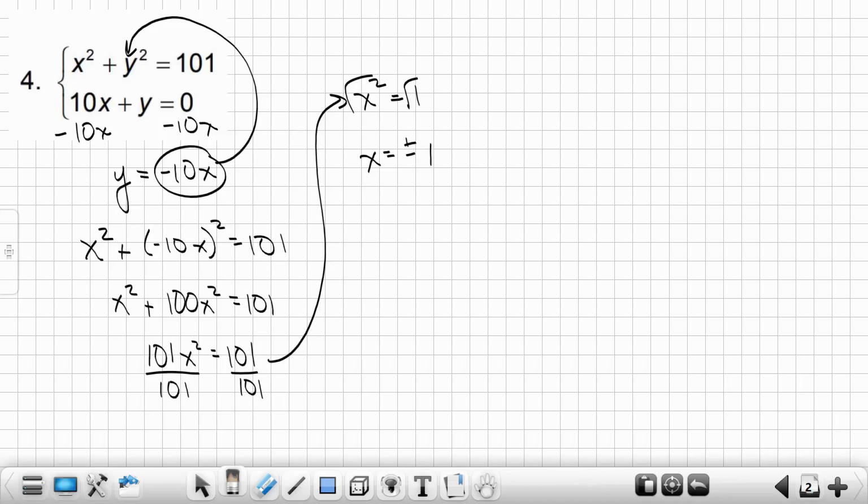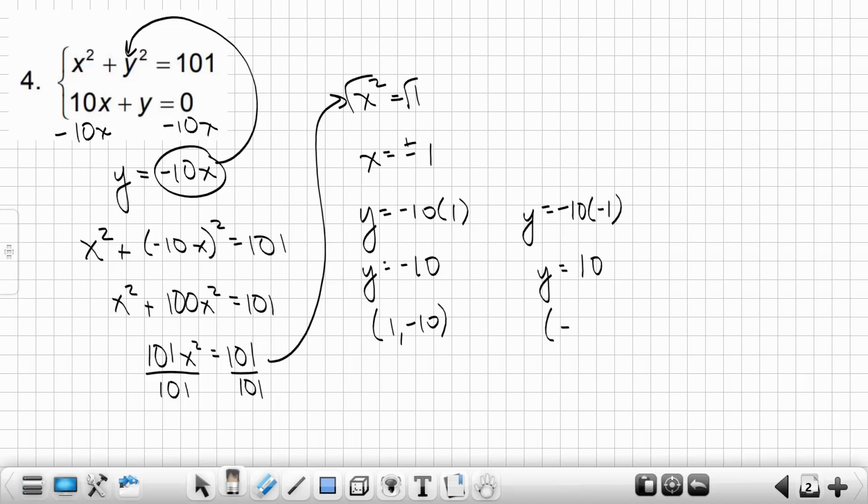So now we plug it into y equals negative 10x. Y equals negative 10 times 1, and y equals negative 10 times negative 1. So y is negative 10, y is positive 10. So I get the coordinate 1, negative 10, and I get the coordinate negative 1, positive 10. So once again, 45 seconds to a minute. I get it.